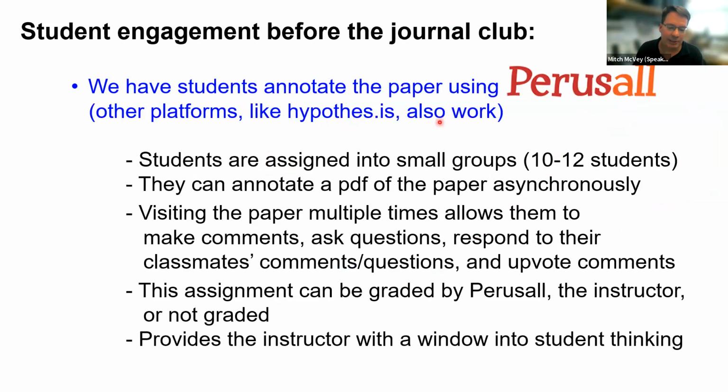And the way that we do this with a class of more than 100 students is we assign the students into small groups, about 10 to 12 students per group, so that not every student is annotating the same copy of the paper. If you have 100 students making notes, asking questions and comments on a paper, it quickly becomes unreadable. So dividing them into smaller groups makes this a little bit more feasible.